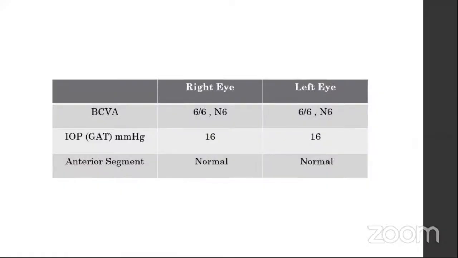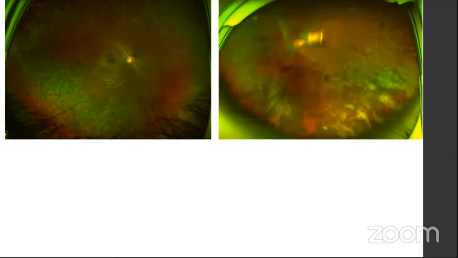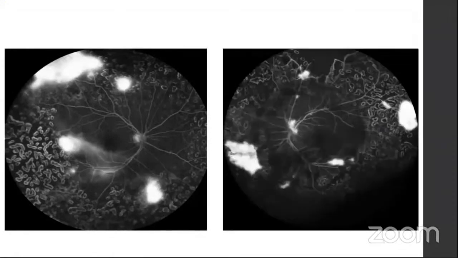So when he presented here in our department, his best corrected visual acuity in both the eyes was 6/6 with normal IOP, and anterior segment was normal in both the eyes. We did Optos. His right eye Optos showed multiple PRP laser marks, and left eye showed fresh vitreous hemorrhage. We did FFA, and it showed multiple areas of leakage.